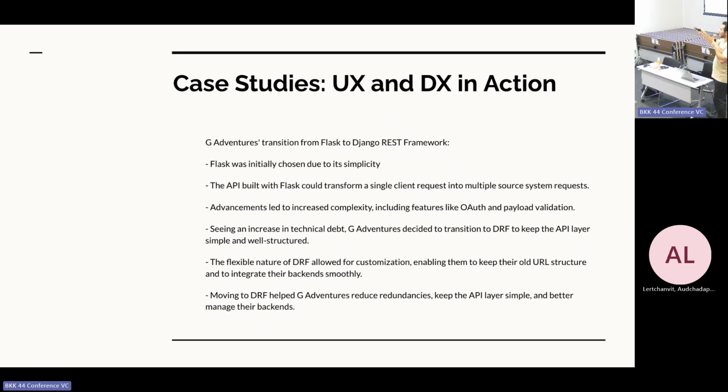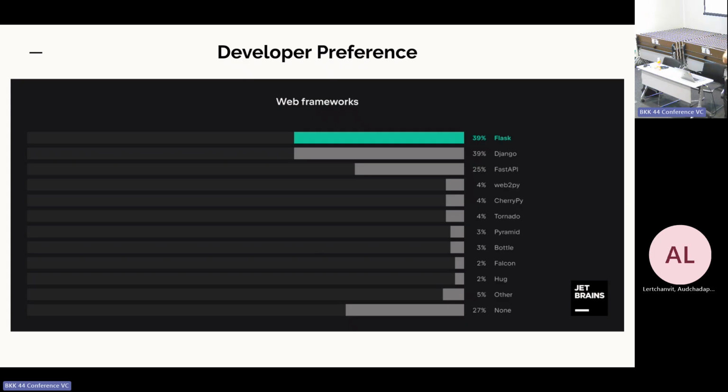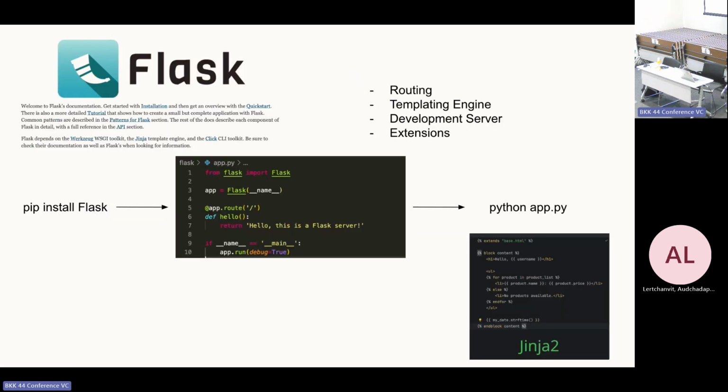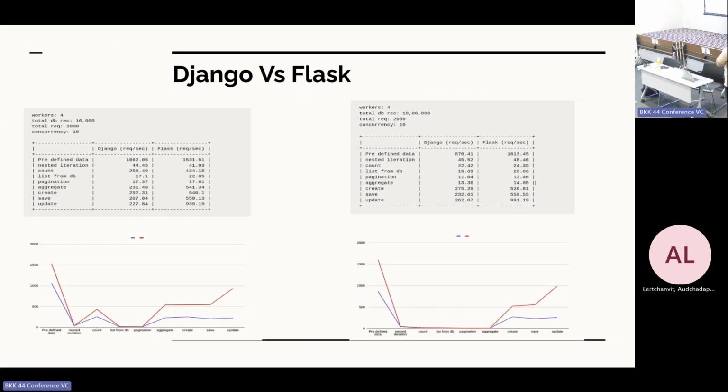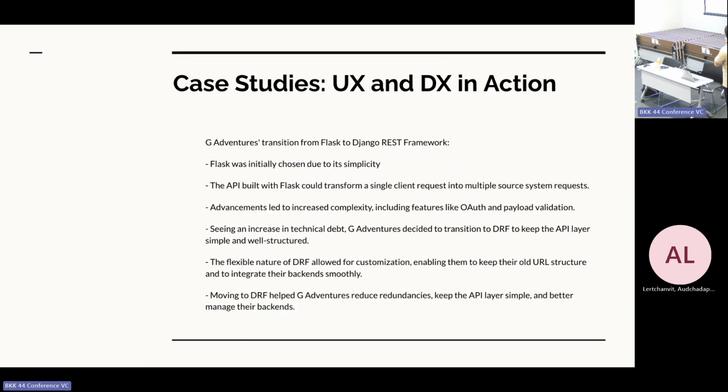The flexible nature of, in that case, Django DRF, Django REST framework, allowed the customization, enabling them to keep their old URL structure. Now, if you remember, in Django, if we go back real quick, although that was considered a disadvantage, having to define URLs for your application and for your projects in two separate places, you can have good separation of concerns. That's pretty nice. If you're migrating an existing application, you just take your URLs and put them in one place. So they like that.